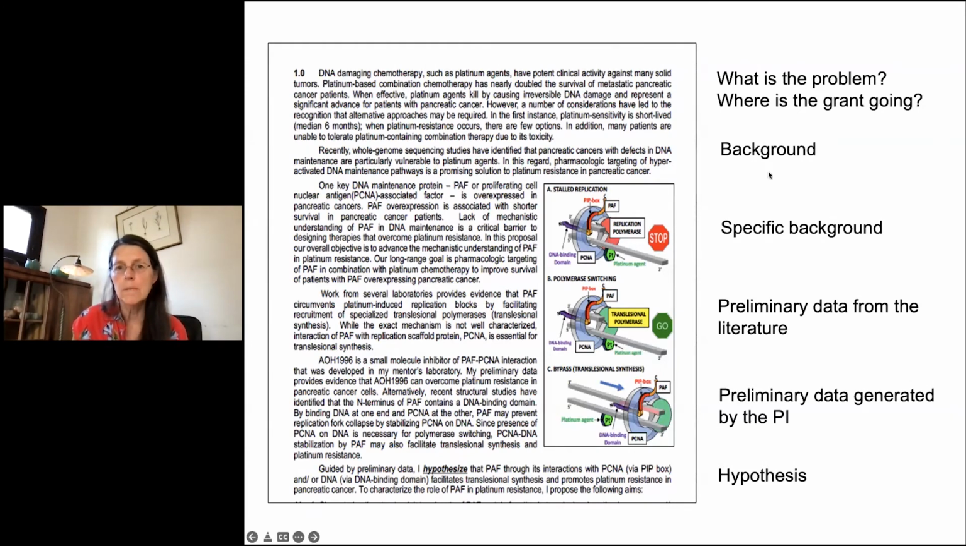Then the next section is background. What's the big picture? If you're applying to an NIH study section, it should be the topic related to what the study section is about. You really want to make sure that the reviewers feel that this grant should go to this study section.